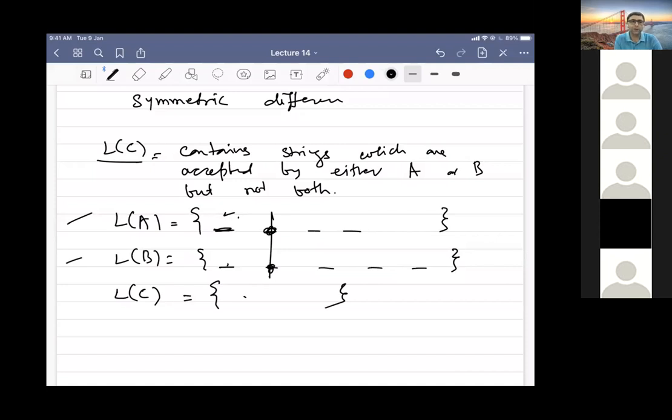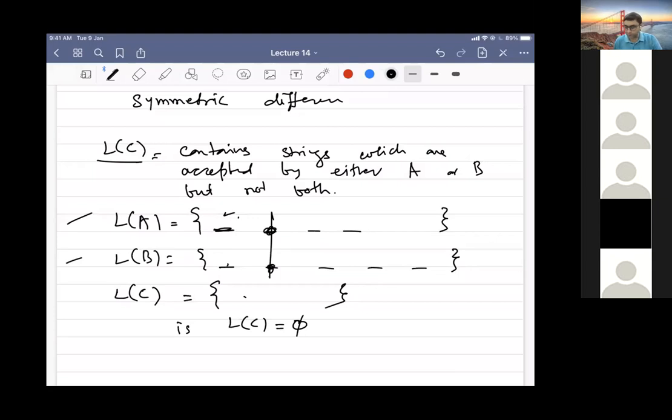So this is called symmetric difference. The symmetric difference of the language generated by DFA A and the language generated by automaton B is a language that contains all the strings which are either accepted by A exclusively or by B exclusively, but not by both at the same time. Now, we have reduced the problem of finding whether EQDFA is decidable or not to a different problem where we ask: is L of C empty?